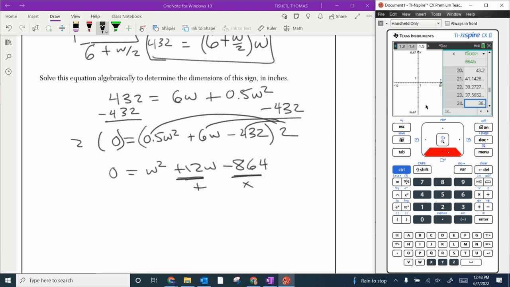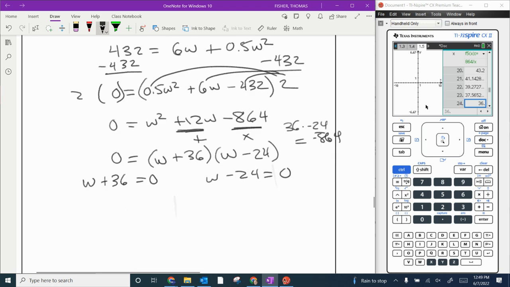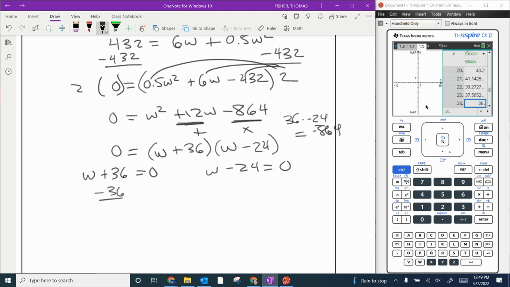Wow, I ended up stopping at a good number. 24 and 36 are 12 apart, so that's actually what I want, because I want to do W plus 36, W minus 24. That way they multiply to a negative, because 36 times negative 24 is negative 864. And they add to 12. So that's perfect. Kind of lucked out there. Using the zero product property, we can set each one equal to 0 and solve for W. We're going to get one here that doesn't make any sense. You can't have a negative width. So W equals negative 36.